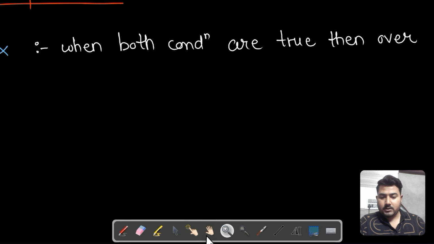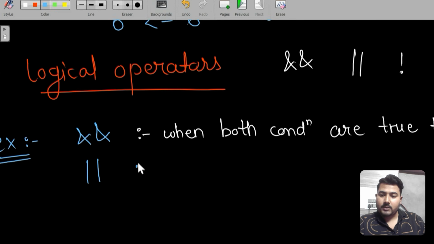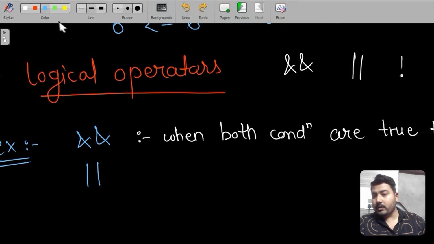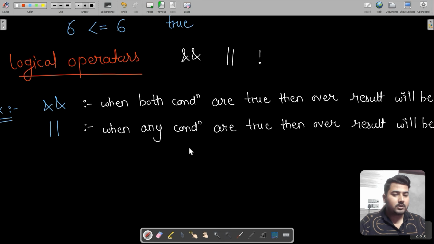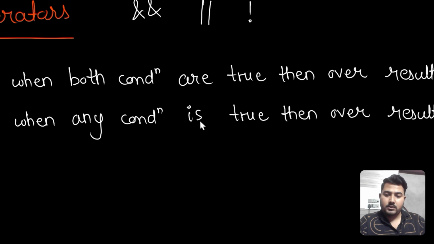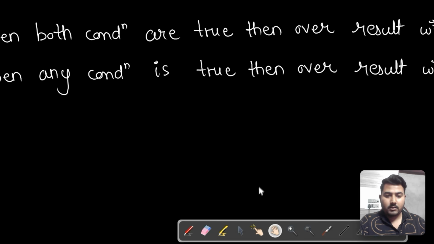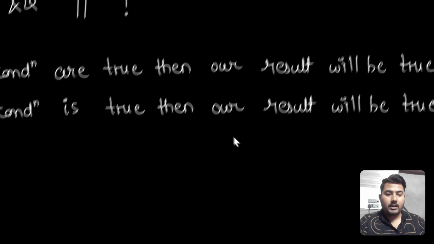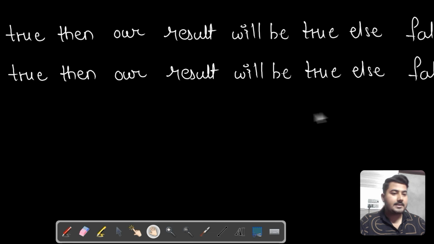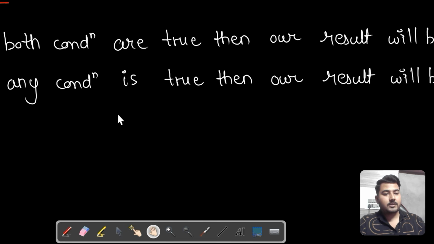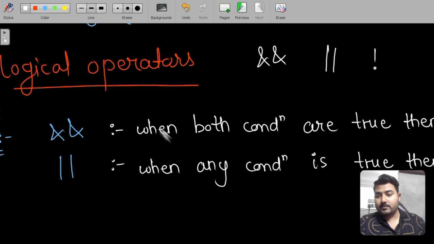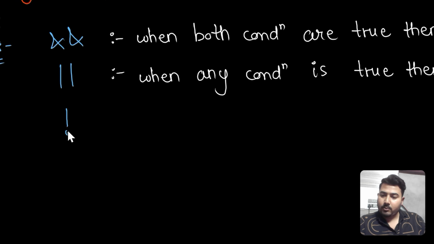Similarly, let me just mention the definition for the OR operator as well. This is how our OR operator looks like. These are two pipe symbols. When any condition is true, then our result will be true, else false. That's what the definition of our OR operator is. We will get the real example of it, don't worry about it.